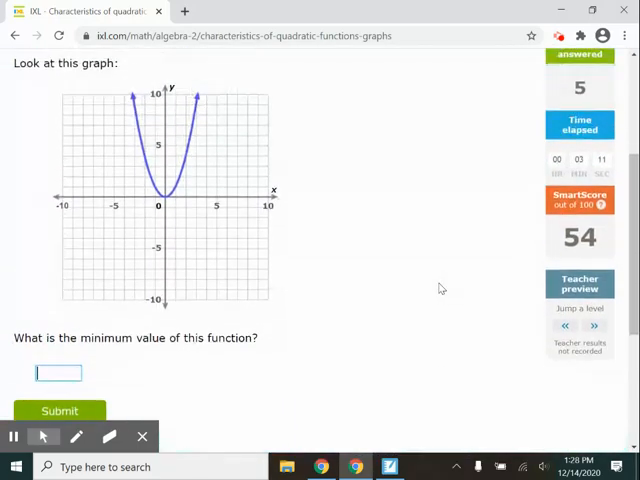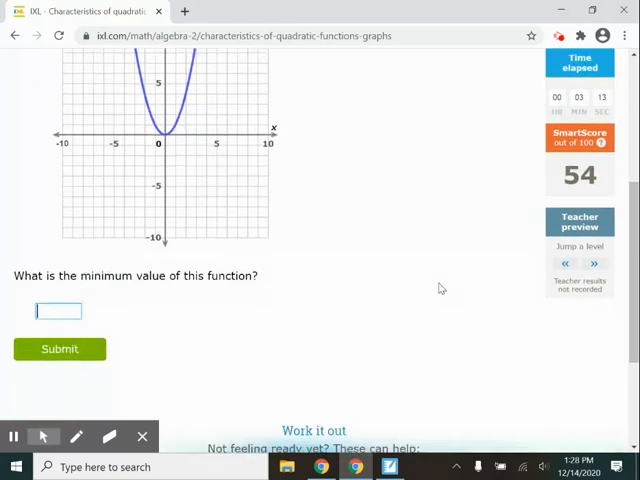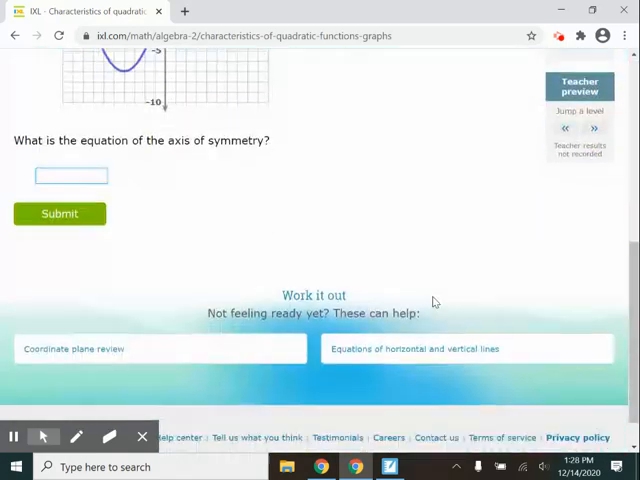And I believe those are the only types of questions you're going to be asked. So you'll be asked about mins and maxes, axis of symmetry, vertex, and y-intercept. This minimum value is 0 because that's the lowest y value that we go here.